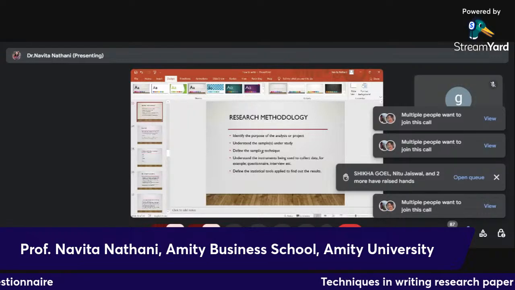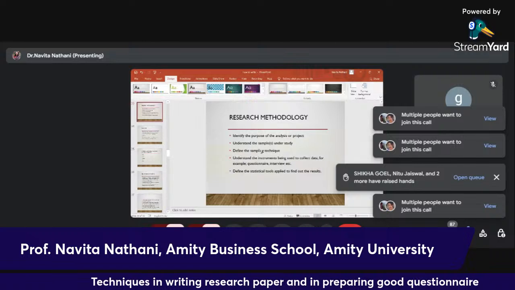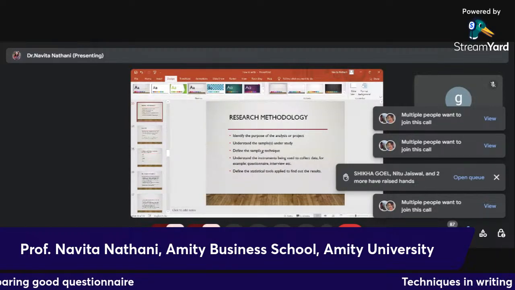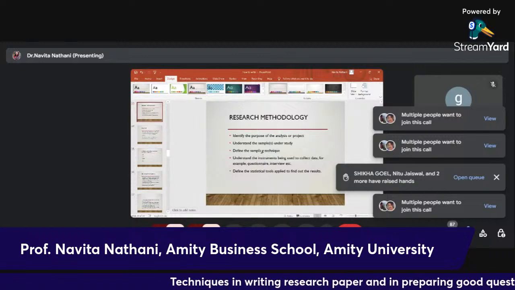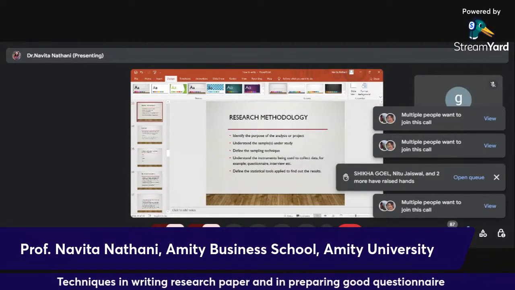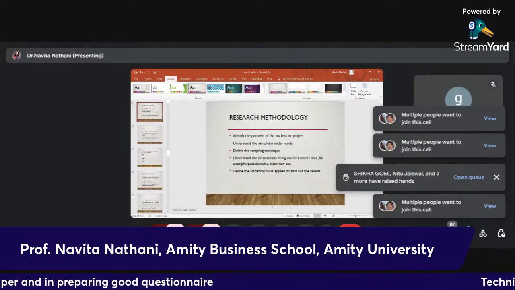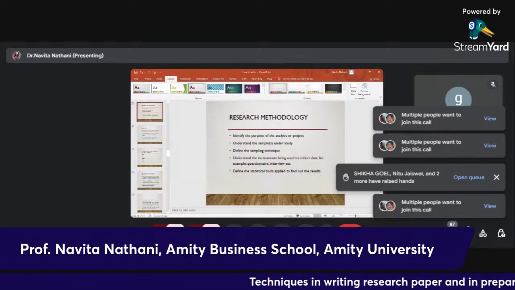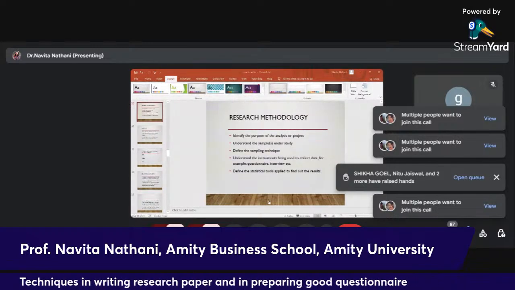But whenever we are talking about research methodology, we should be clear about what kind of population or universe we are going to cater to. And then on the basis of that population, I'm going to check the sample as well. Then on the basis of that sample, what kind of sampling element and sampling technique I'm going to apply. Do you know how many types of sampling techniques there are? Anyone? Two types, broadly. Okay. What are they? Probability and non-probability sampling.